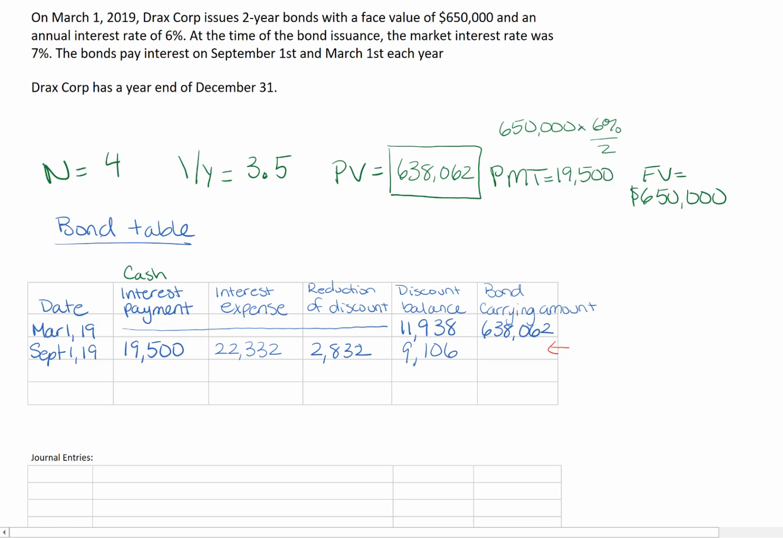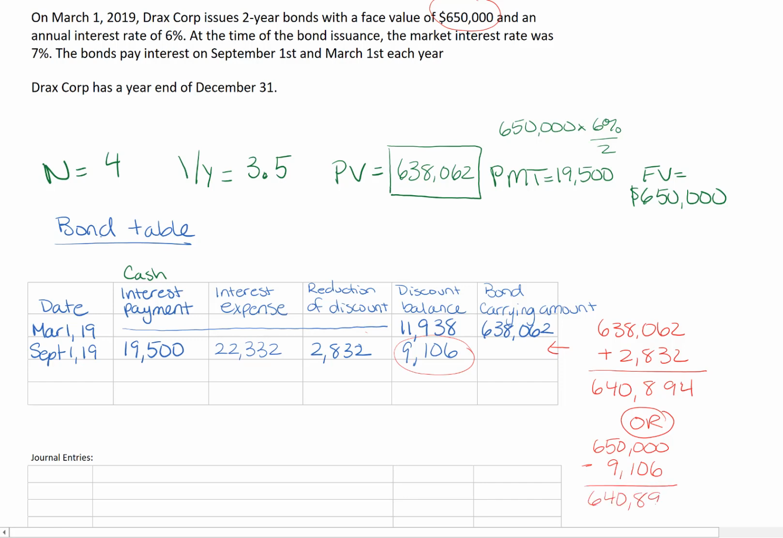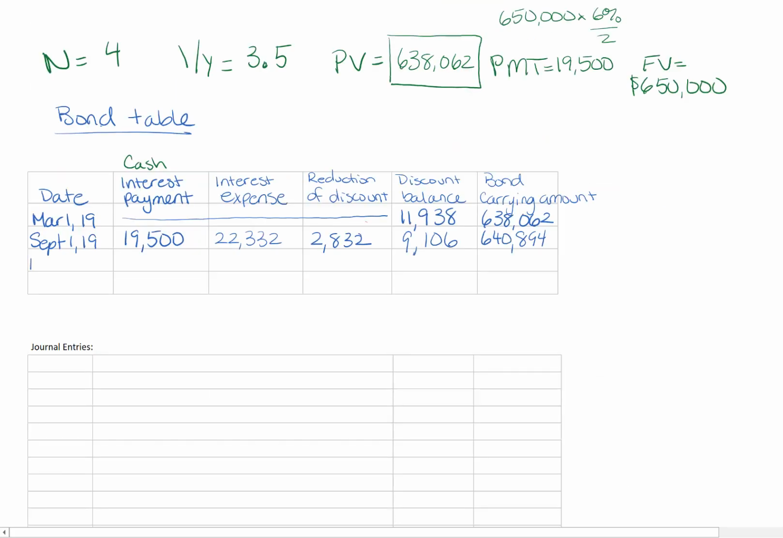Our new bond carrying amount can be calculated two ways. The first way you could calculate it, if you want to, is by taking the old carrying amount, $638,062, and adding in the reduction of discount of $2,832. Or you could also calculate this as taking the total bond amount of $650,000 and subtracting the discount amount of $9,106. They both come out to the same amount, so whichever way feels more comfortable for you, that's the way you should use.